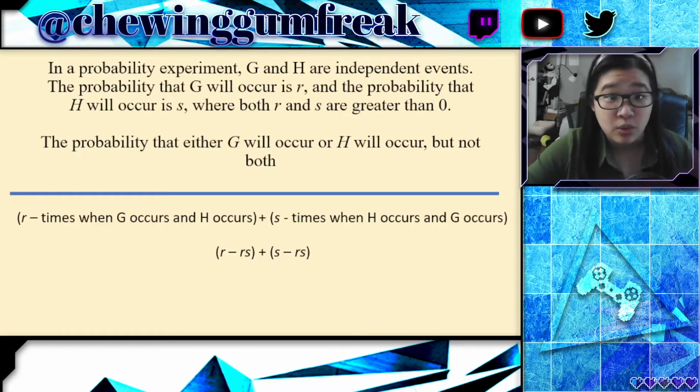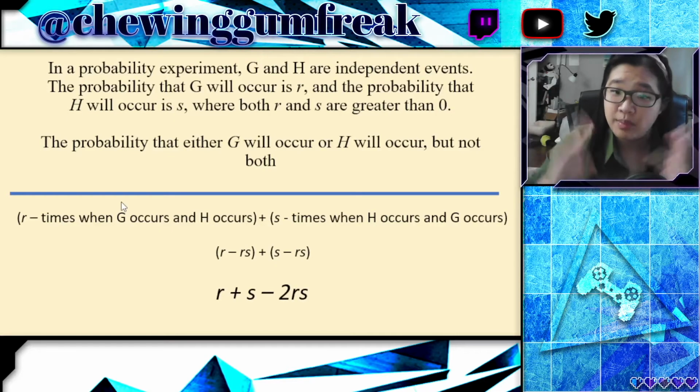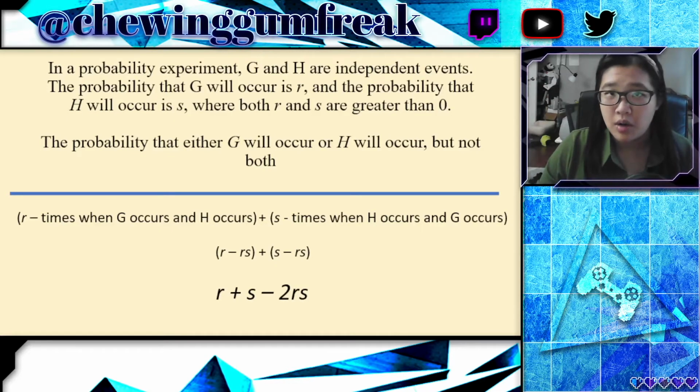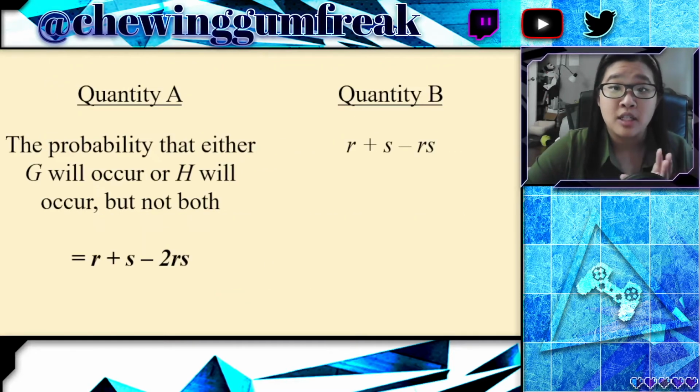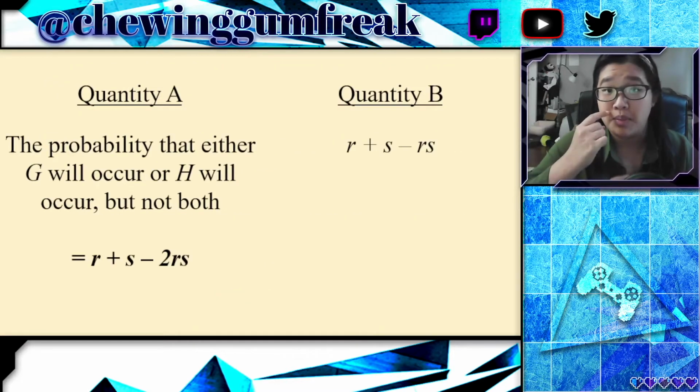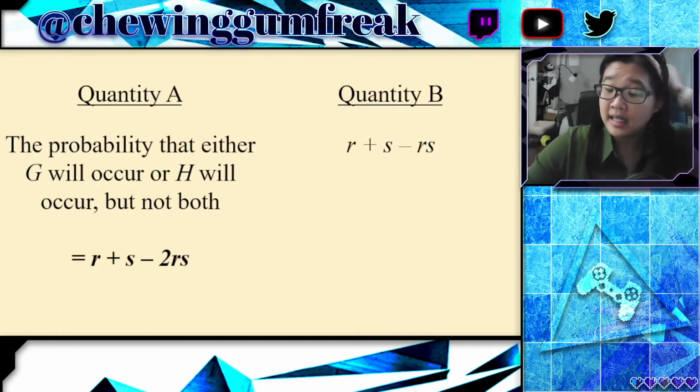So if you can do a little bit of algebra from here, you can know that if you simplify that, you will get R plus S minus 2RS. So now that we have an equation for quantity A, we can compare it to what we have for quantity B. So again, this is the word problem, and we changed it to an equation here. And you can see the difference here is that quantity A has an extra negative RS.